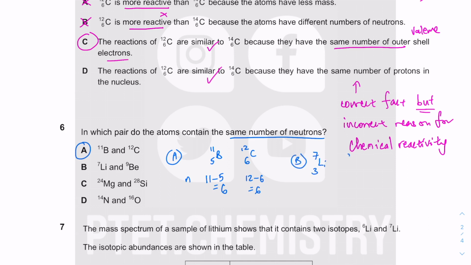Lithium is element 3. I could move on to the next question already, but I just want to show you a couple more of how to do them. So 7 minus 3 is 4. 9 minus 4 is 5, and so on and so forth. I wouldn't go through the rest of the examples, but for practice, if you know what you're doing, you know what you're doing. If you don't know what you're doing, you should practice again. 24 minus 12. 12 is the proton number you get from the periodic table. 28 minus 14, which is element 14, the proton number for silicon over there. 14 minus 7. 16 minus 8. Those proton numbers you can get from the periodic table easily, yeah.